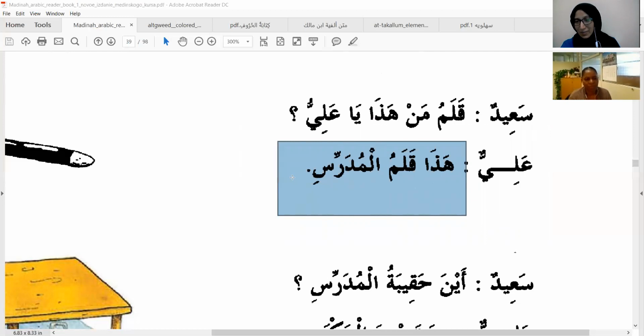Okay. هذا قلم المدرس. Okay. Good. And then the مدرسي becomes فتح بالكسرة because of the position we just learned, the form of the position. Exactly. Wow, this is deep. Okay, good. هذا قلم المدرس.